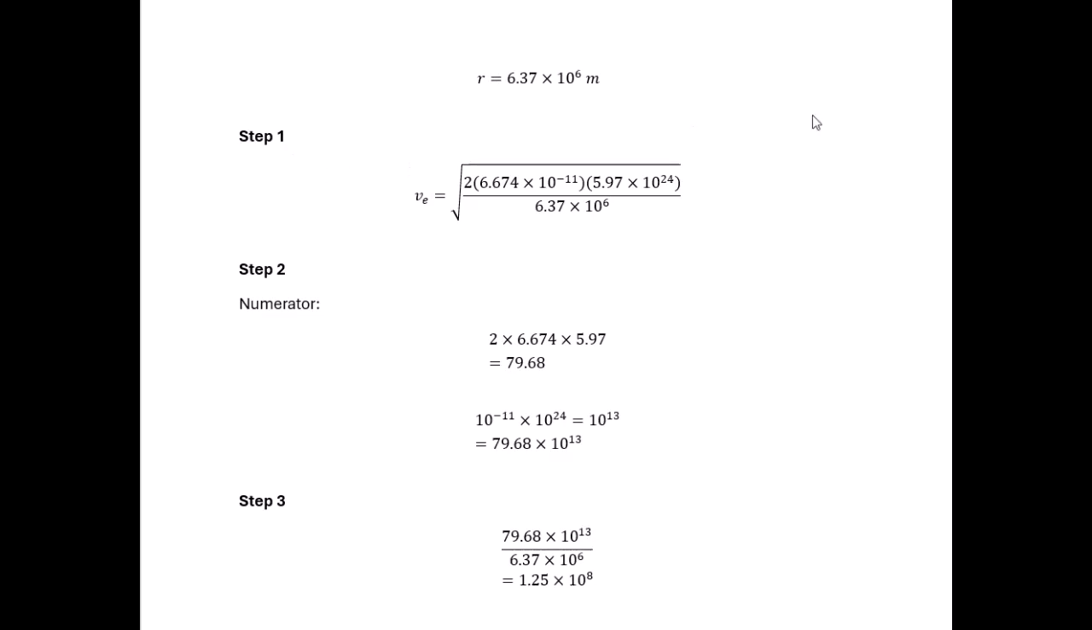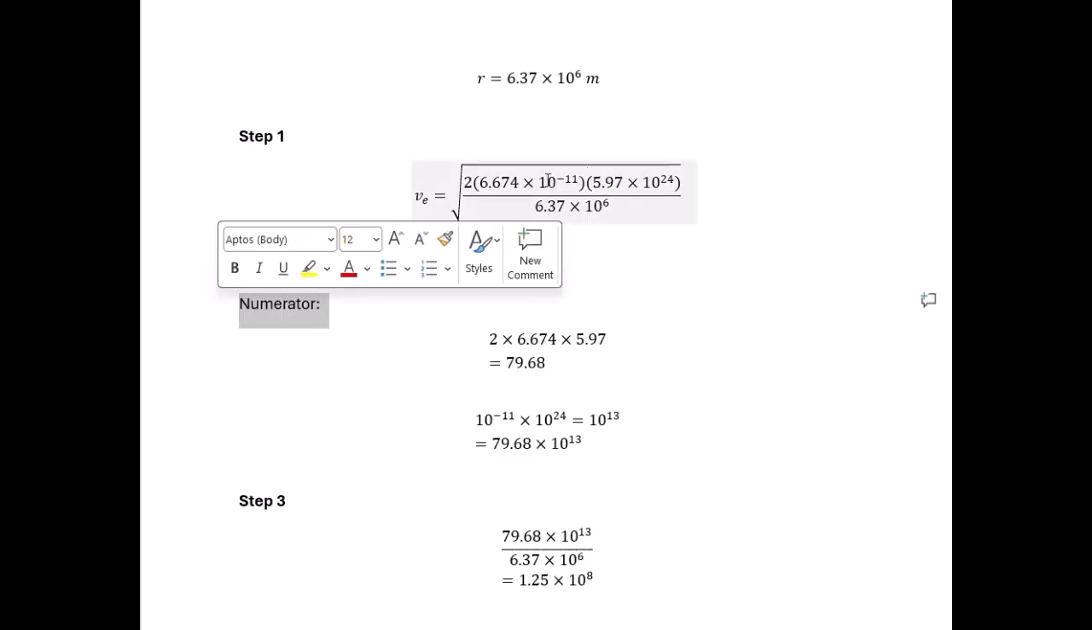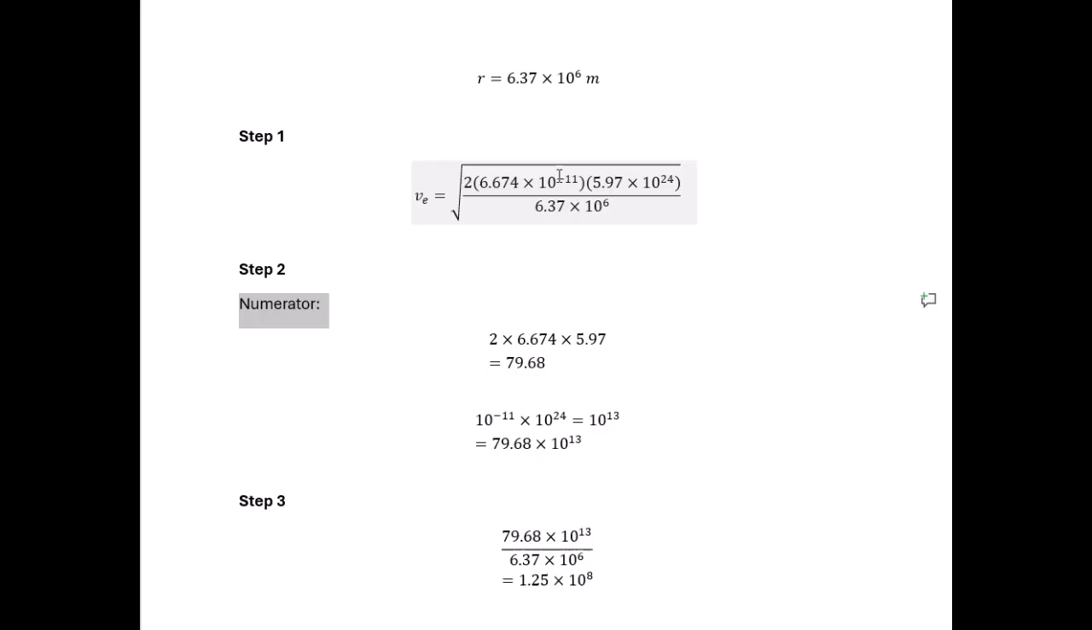V equals the square root of 2 into 6.674 into 10 raised to power minus 11 into 5.97 into 10 raised to power 24, divided by 6.37 into 10 raised to power 6. So let's solve the numerator first. When you solve the numerator, for 10 raised to power, you have to subtract its power from this power. So it will be 10 raised to power 13 only.